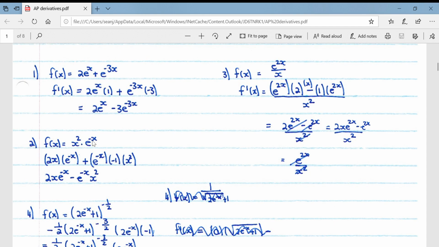Multiplied by the second, you obviously leave the second as it is, plus the derivative of the second. Remember, derivative of e, you write it out, multiplied by the derivative of the exponent, minus x, which would be minus 1, multiplied by the first term. Simplify that all out and you'll get an answer like that.